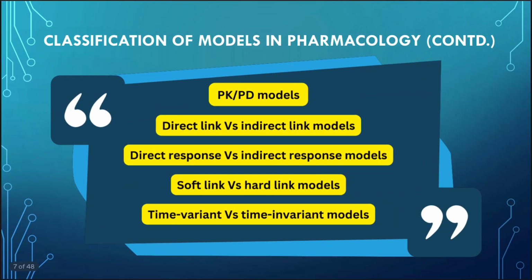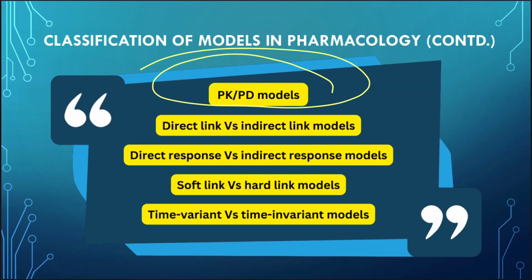Now coming to the last classification, that is the classification of the PK/PD models, the integration of pharmacokinetics and pharmacodynamics. Here we are basically contrasting two types of models. Based on the link, it can be a direct link model or an indirect link model. Based on the response, it can be a direct response model or an indirect response model. Based on the type of relation between the concentration and the effect, whether it is bidirectional or unidirectional, we have soft link models and hard link models, and finally time variant and time invariant models.